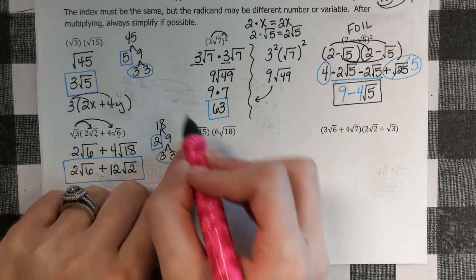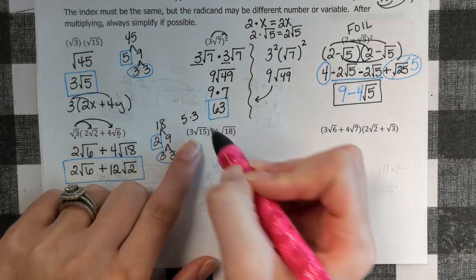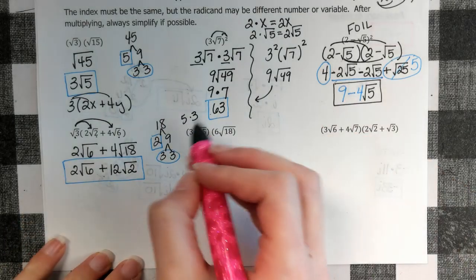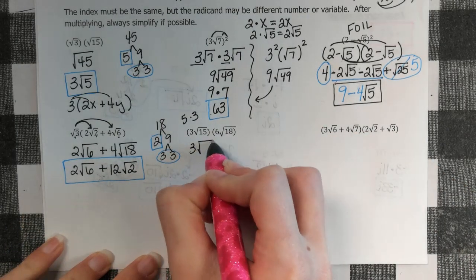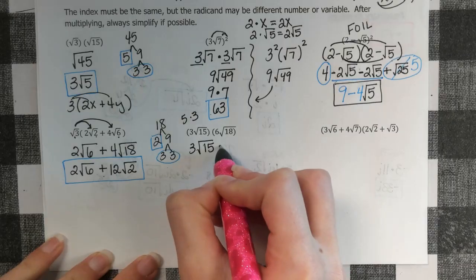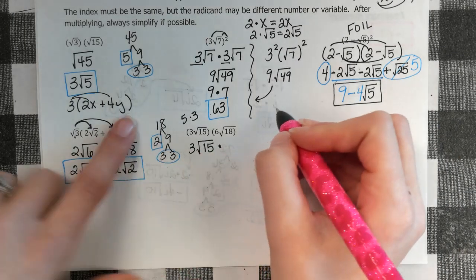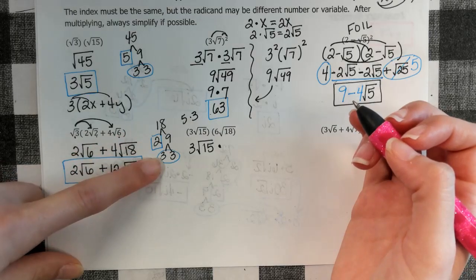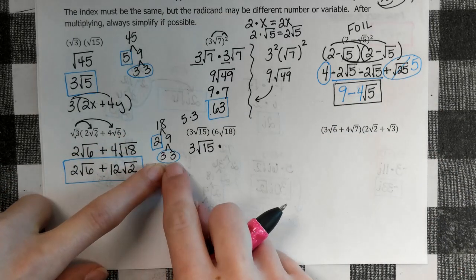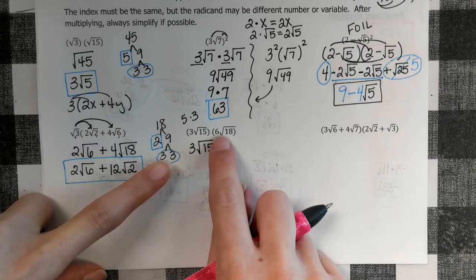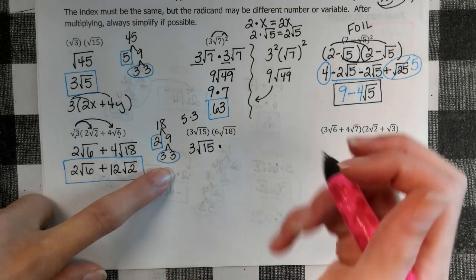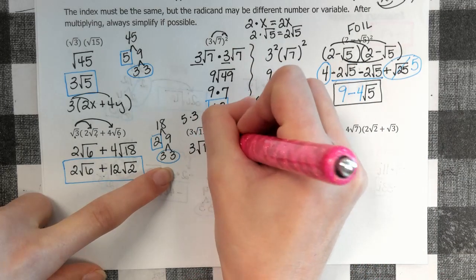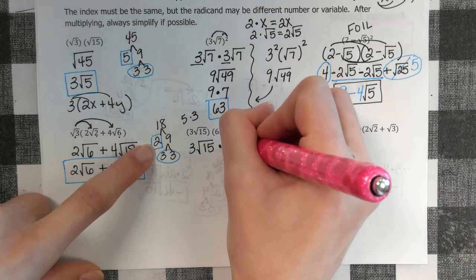3 square root of 15. 15 is just 5 times 3. I can't do anything, so I can't simplify 3 square root of 15. Now 18 we've already done. I'm not going to write it again. That simplifies to 3 square root of 2, but I have a 6. So 3 times 6 would leave me with 18 square root of 2.